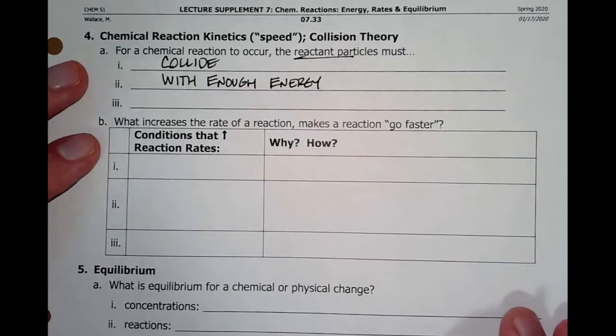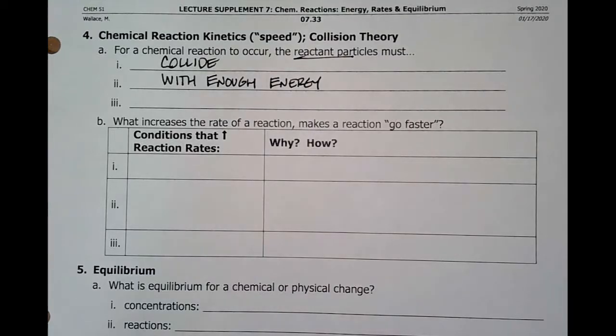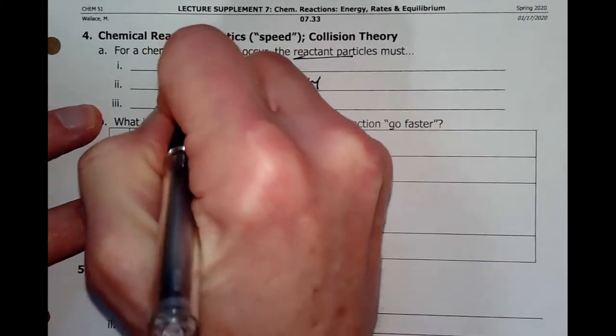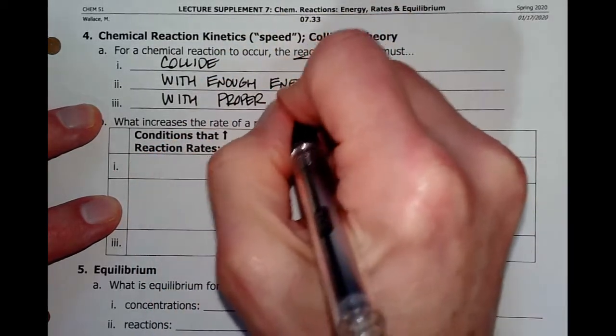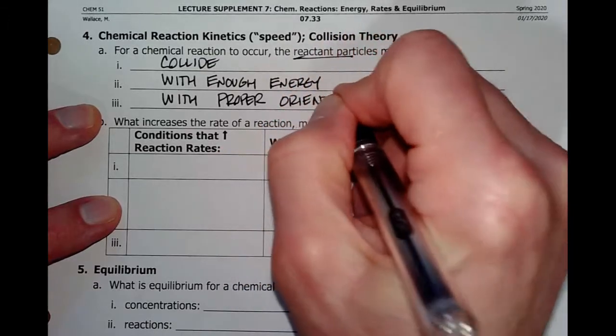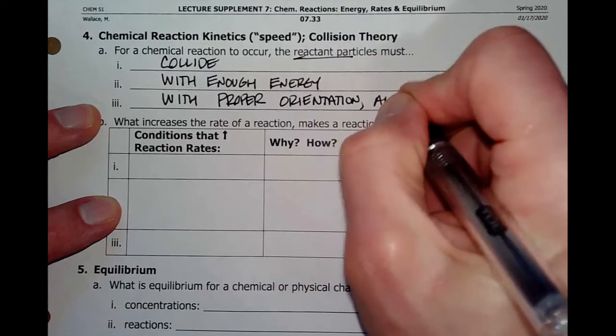They have to collide with enough energy to get bonds breaking and new bonds forming. They have to overcome the electron-electron repulsion. So they can't just gently bump into each other. They've got to hit with enough energy to get the reaction started. The other thing is, oftentimes the molecules are very complicated and large, and I've got to have the right part of one molecule lined up with another part on the other reactant molecule. It can't just be random. The alignment has to be proper to make the reaction happen. So I'll say with proper orientation or alignment.